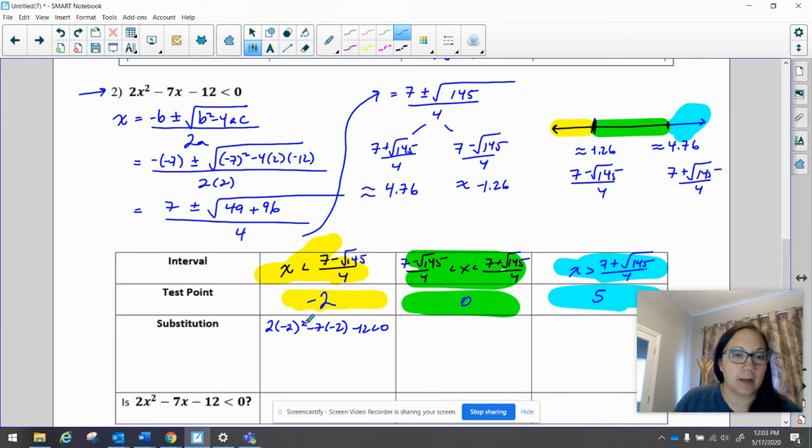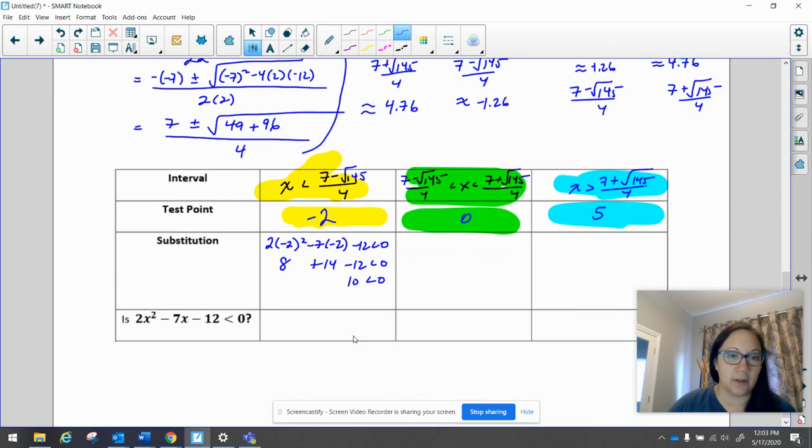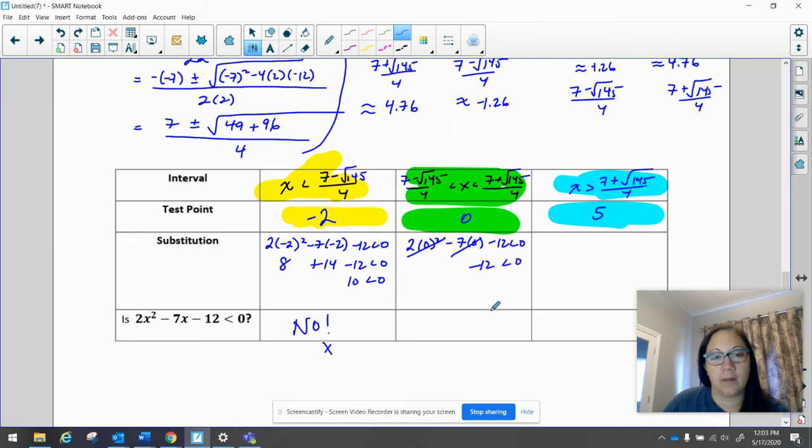So negative 2 squared is 4, 4 times 2 is 8, plus 14 minus 12 is less than 0. 22 minus 12, I get 10 is less than 0. Well, that's false. So that's no, that's not part of my answer region. Let's check the 0. 2 times 0 squared minus 7 times 0 minus 12 is less than 0. Well, these both become 0, so I get negative 12 is less than 0. That's a yes. So here's part of my solution region.